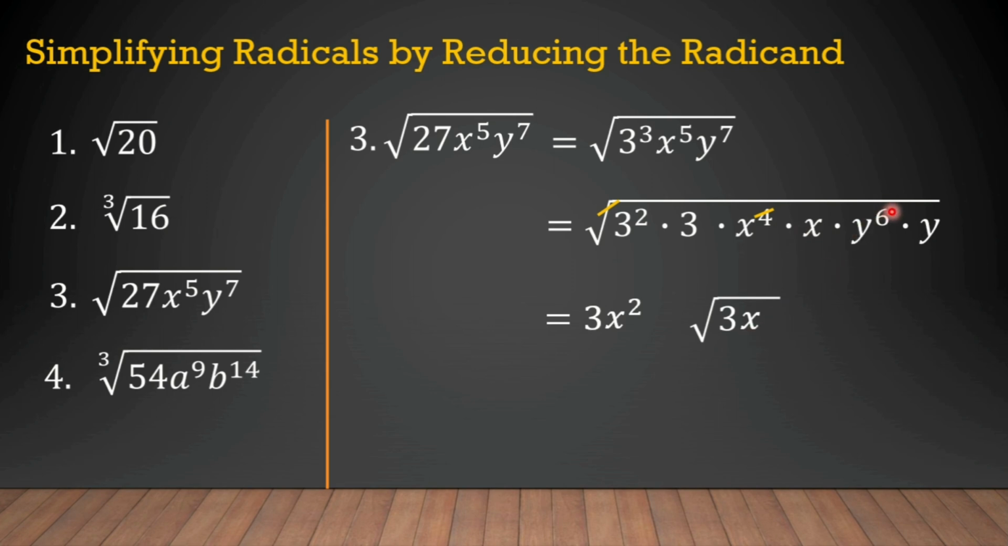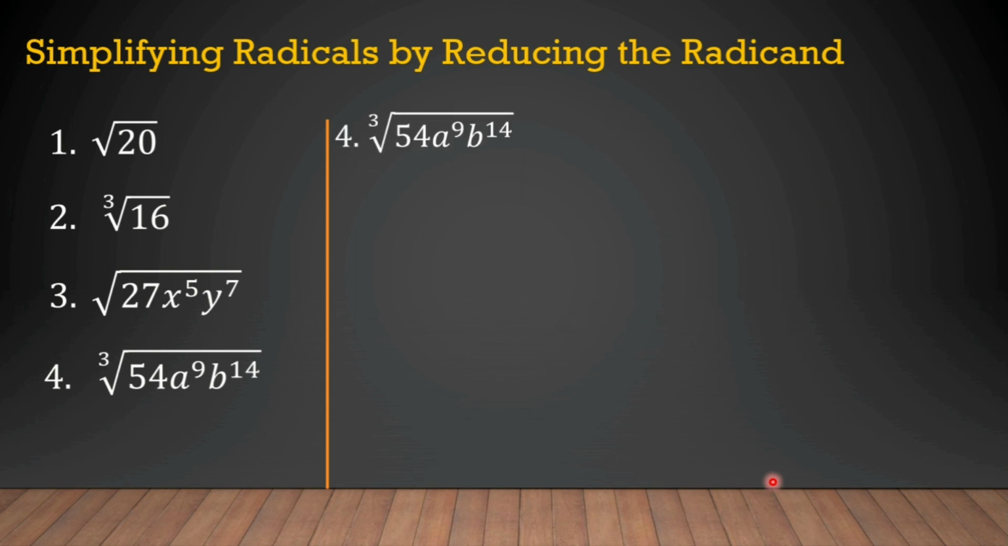Then, yung y raised to 6, i-divide din natin siya, 6 divided by 2 doon sa index. So, we have y raised to 3. Then, yung isang y, remain lang din siya dito sa loob ng radical sign. So, the simplified form of the square root of 27x raised to 5 times y raised to 7 is 3x squared times y cubed, the square root of 3xy.